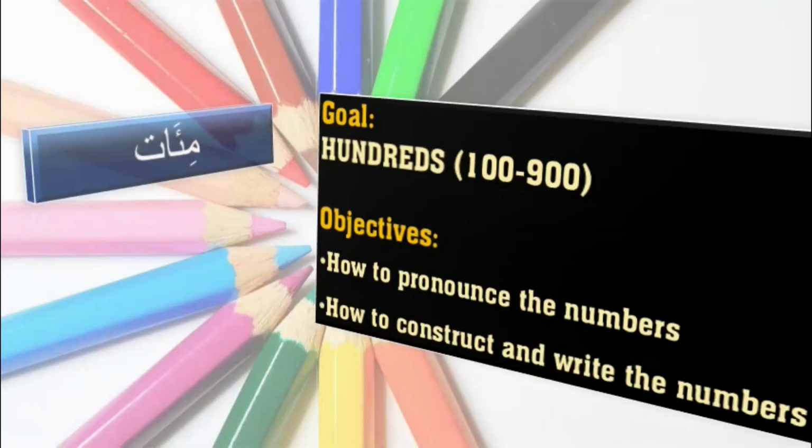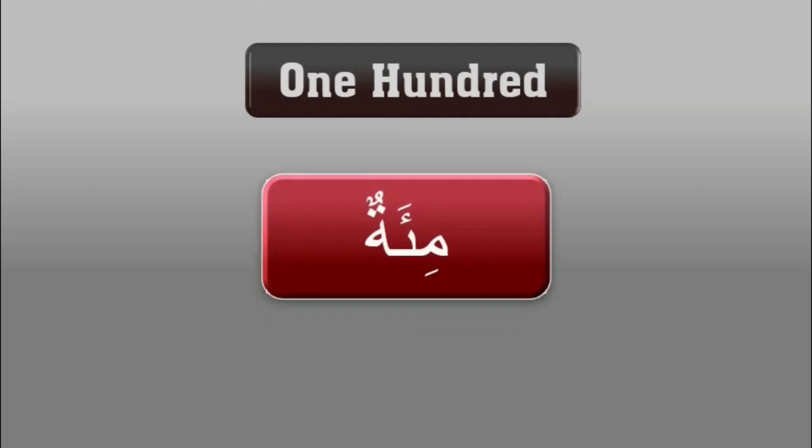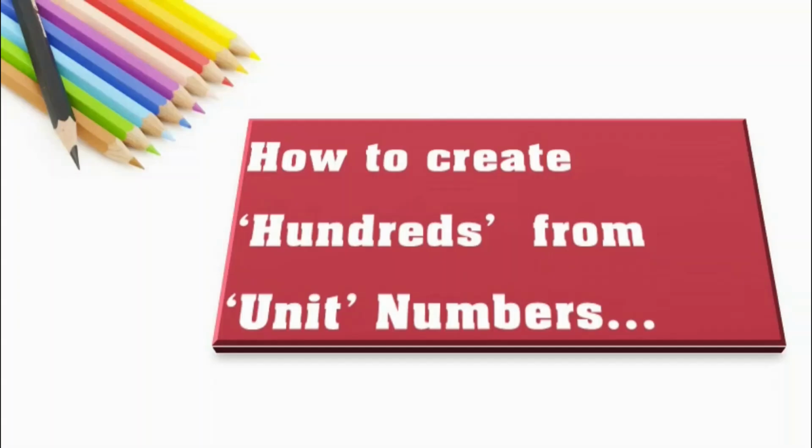In this video, we are going to learn numbers which are known as hundreds or mi'at in Arabic. They are 100, 200, 300 till 900. Let's begin today's lesson. 100 mi'atun. I believe you have watched the video where we have discussed unit numbers and you are now ready to use unit numbers to create hundreds.